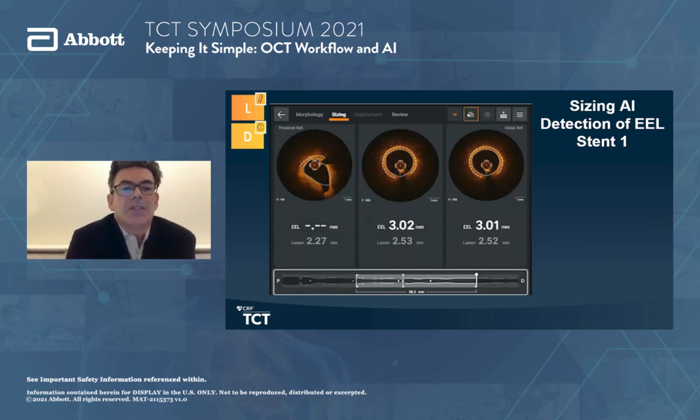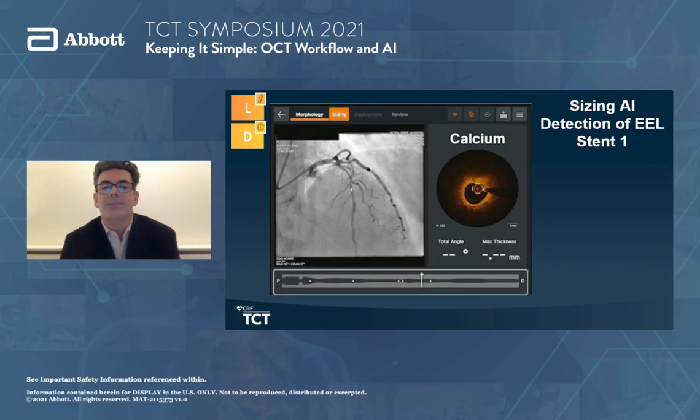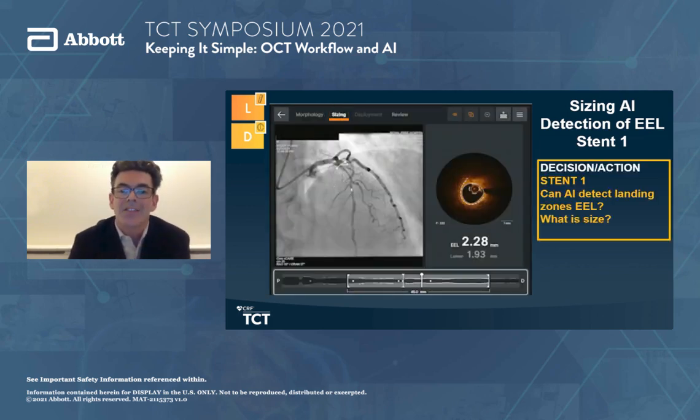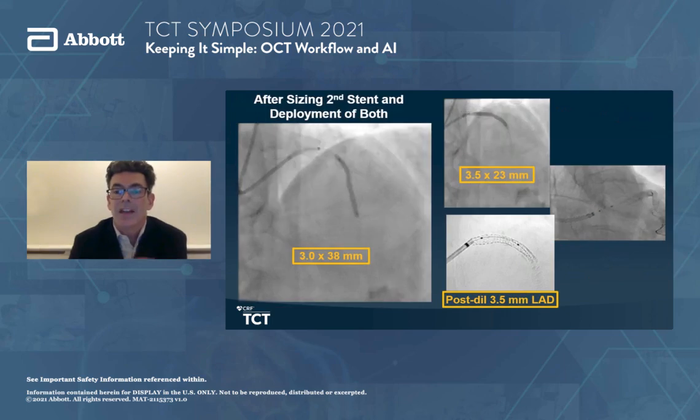So I switch to the sizing view, and this is really the beauty now of the AI system. So distally, the readout here is 3 millimeters and a 38 millimeter stent. So for stent one, can the AI detect the landing zones, and what is the size? Well, the size here is a 3 by 38. So for stent one, we've got the size. Once that plan is in place, now that decision, we've taken a lot more time to make those decisions than it actually took in practice, because the AI gives you the EEL measurements immediately.